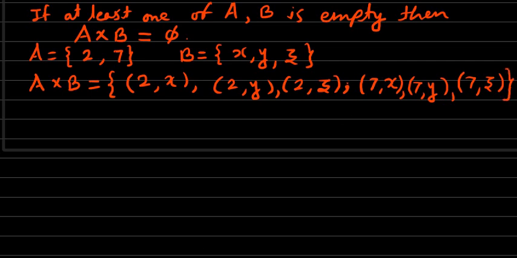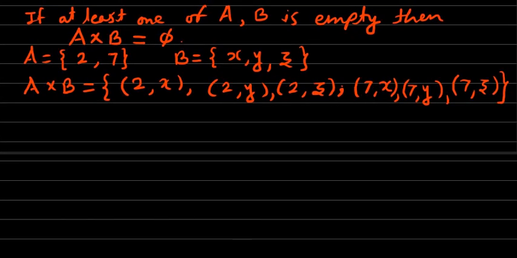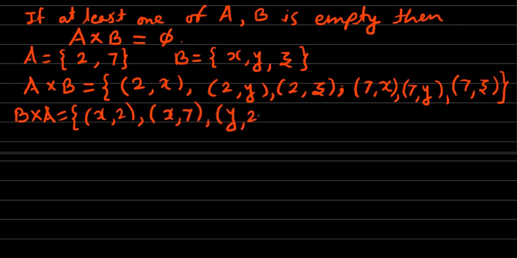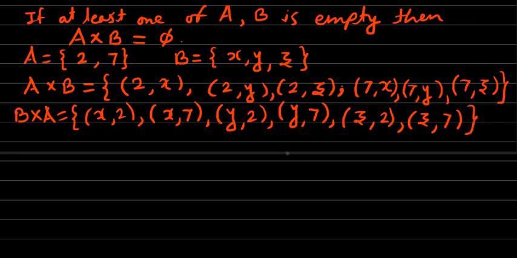Next one after that is this one. If we go for the Cartesian product B cross A, the Cartesian product of B and A taken in this order, means first of all B, then A, then it will be the set B cross A. It will be the set that consists of the members X, 2, then X, 7, Y, 2, Y, 7, Z, 2, Z, 7. So like such, we have the Cartesian product of B and A.